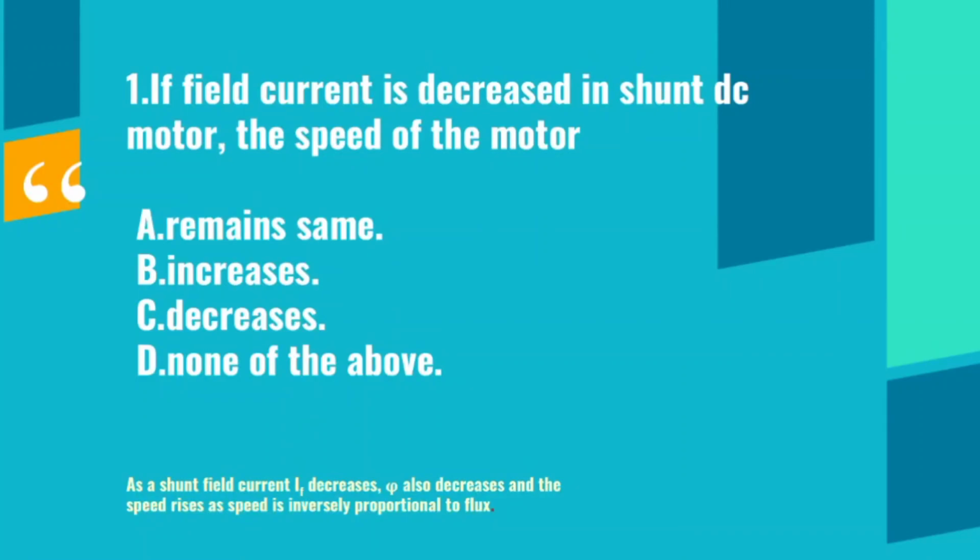What is the relation between field current and speed? It is inversely proportional. If the field current decreases, flux will decrease, hence the speed will increase. B is the answer for the first one, because speed is inversely proportional to flux in case of a DC shunt motor. If the field current decreases, the speed will increase. That is, B is the answer for the first one.